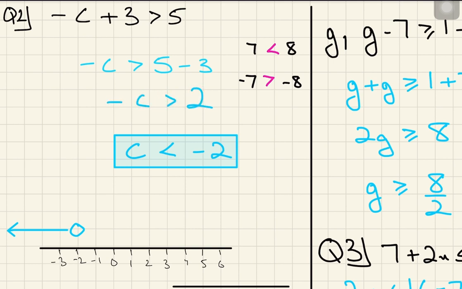Now because I have to find the value of c, not minus c, I'll multiply by a minus sign on this side and on this side. Because of multiplication by the negative sign, the sign of inequality will also change. It will become the opposite sign. It converted from greater than to lesser than. So whenever you multiply your inequality by a negative sign, the sign of inequality will also change.